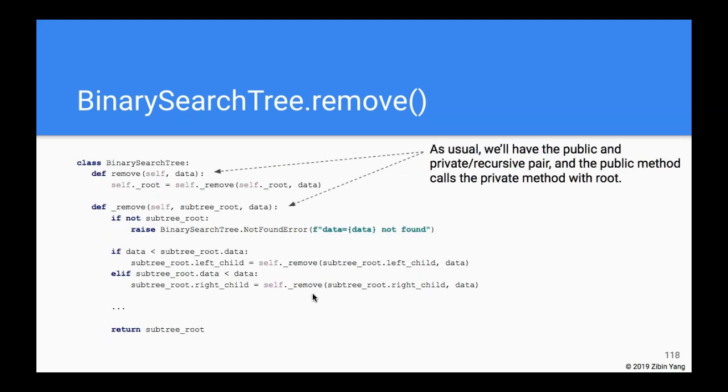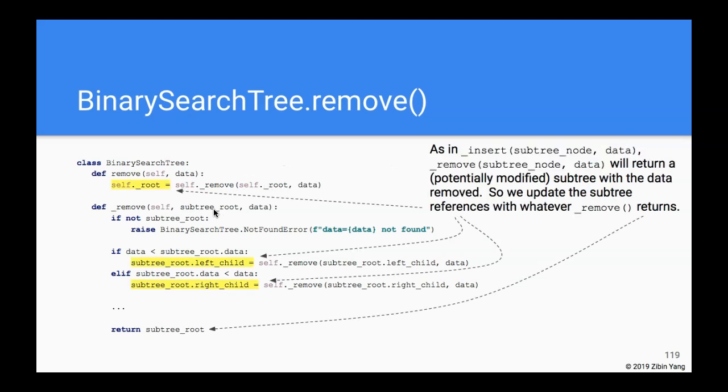Let's start with the usual pattern of these methods that we've employed for a few other operations already. The first thing is we have a public method for removal, and we take the data as a parameter. We have a private recursive version that we will call from the public version, and we'll give it the root. We'll always start at the root. And here's the private recursive version.